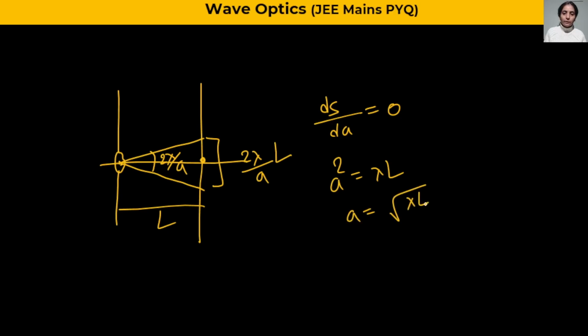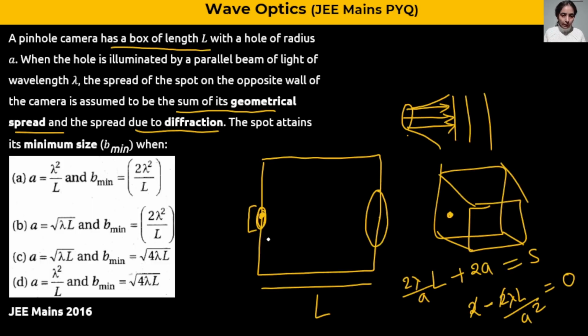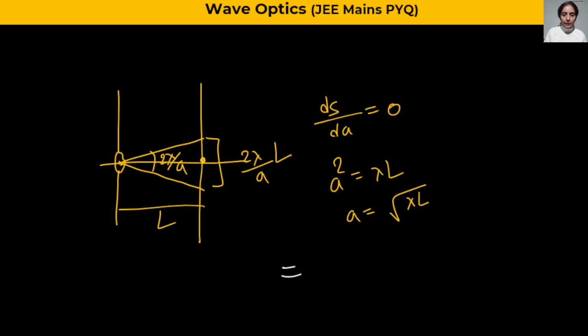Now put the value of a equal to root under lambda L in the expression for S, and you will get the minimum spread. So the value of a should be this. Now check whether such an option exists. Yes, there is. So you also have to calculate the minimum spread, that is b minimum. So 2 lambda by a into L, that is 2 lambda by root under lambda L into L, plus 2a. So 2 into root under lambda L. Look carefully, root under lambda L cancels with lambda L to give 2 root under lambda L. So this is 4 root under lambda L.